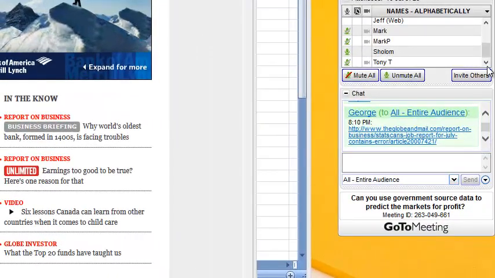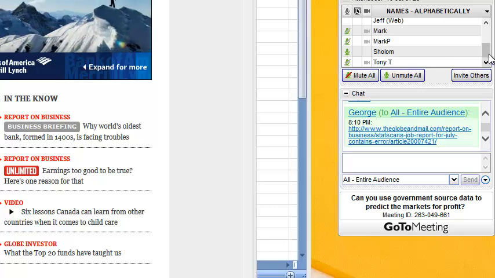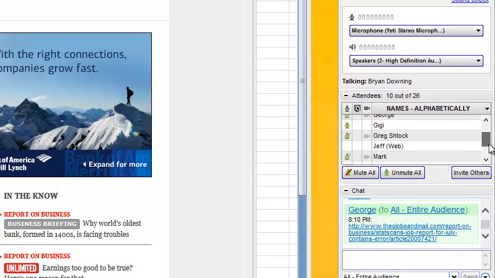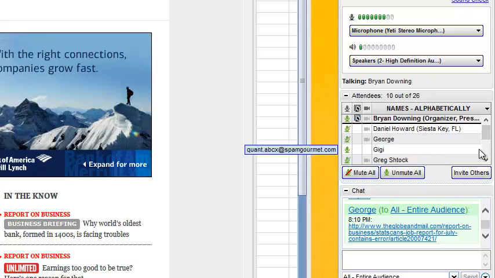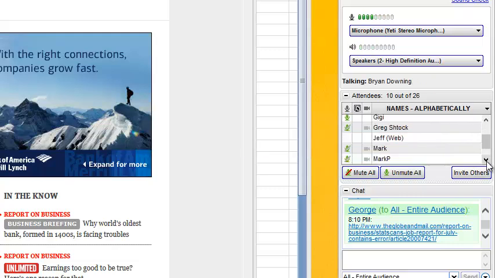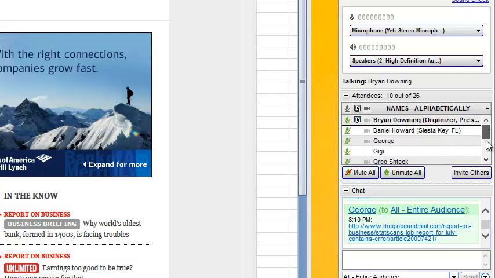Anybody else got any ideas? I don't think George can talk. I think we got, I know some people here. Daniel, hey Daniel, Greg, Mark, two Marks, Shalom, and Tony.